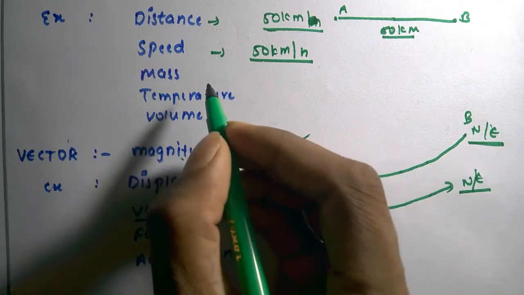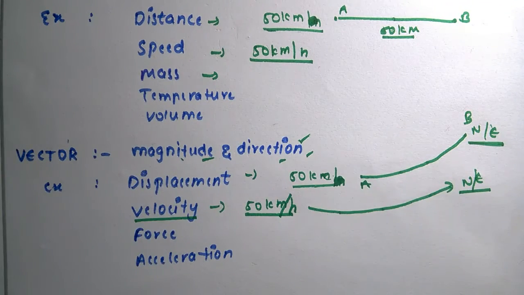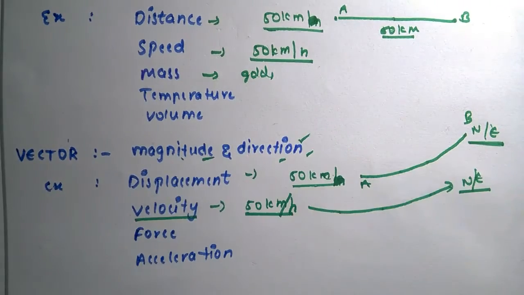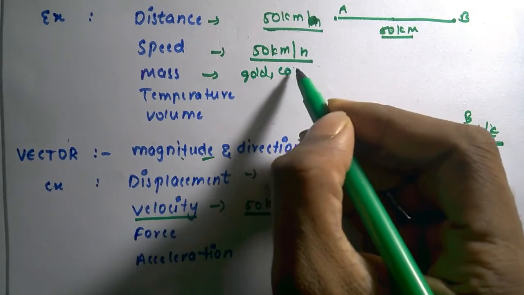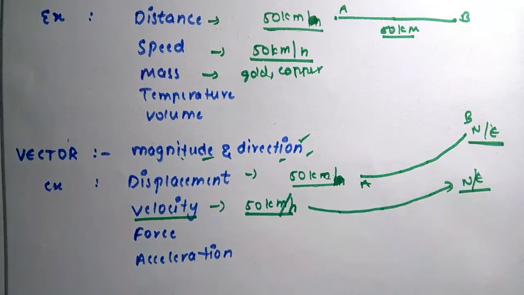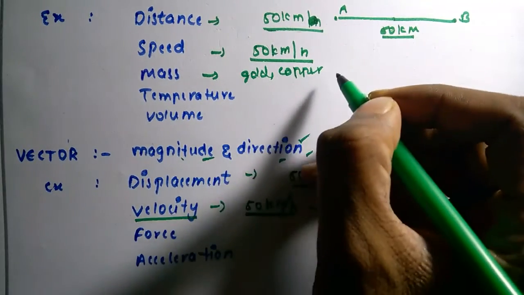And next, mass. So take an example of mass. So what is meant by mass? Gold is a mass, and copper is also a mass, and silver is also a mass as well. So for example, 10 grams of gold.